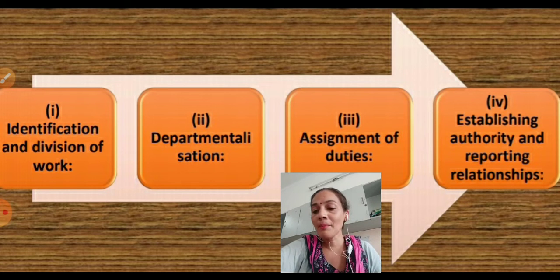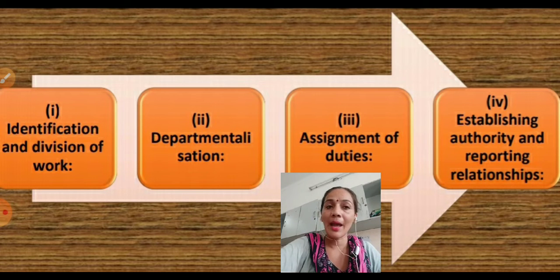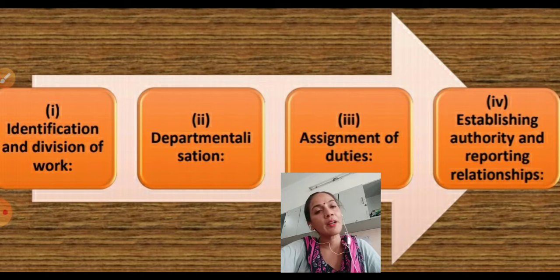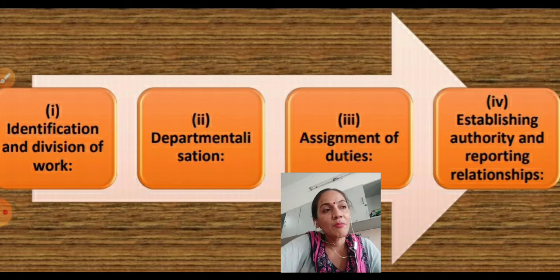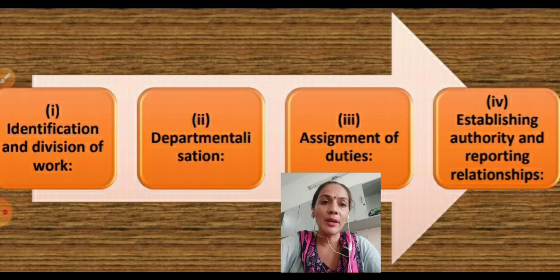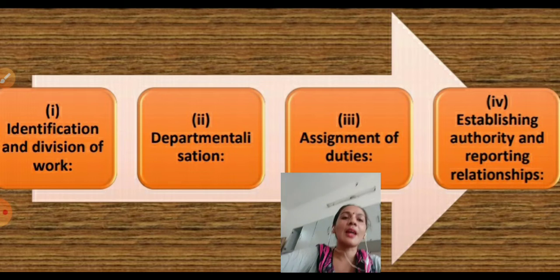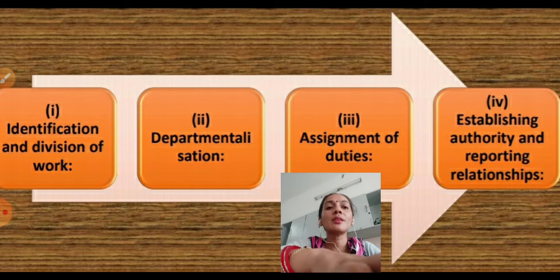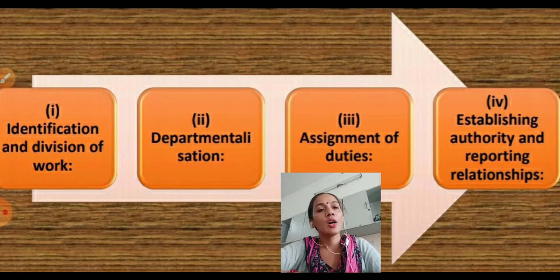Like, a proper match between the nature of the job and the ability of an individual is very important for effective performance. अगर हमें effective performance देखना है तो we must divide the work according to their qualification and according to the capabilities of our employees. Okay, so this is called the assignment of duties. So this is the third step of our organizing.